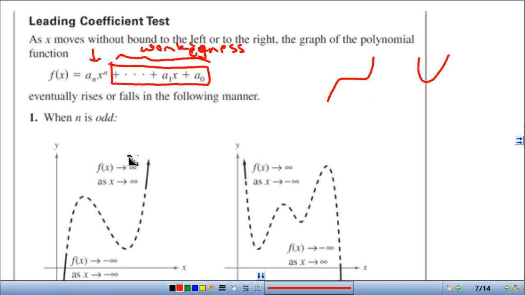If the leading term is odd, when I go far to the right, it's going to go up. When I go far to the left, it's going to go down. Now, that is if a sub n is positive. Now, if a sub n is negative, it's going to climb on the left, and it's going to dip on the right. And all the wonkiness is added by everything else right here.